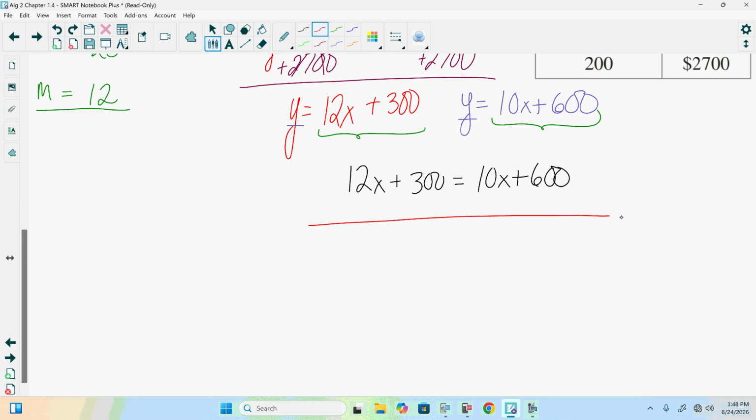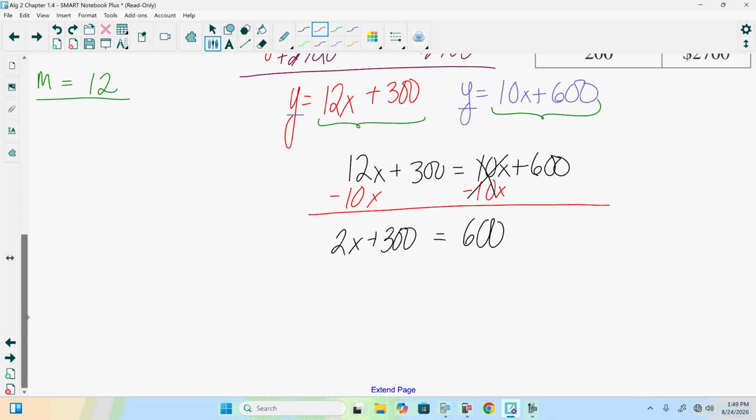To get x by itself, what do we do first? Yeah, we can minus 10x from both sides. Because we're just moving the 10x over. On the right-hand side, 10x minus 10x, 10 minus 10 is 0, so that leaves us with 600. 12x minus 10x, 12 minus 10 would be 2x plus 300.